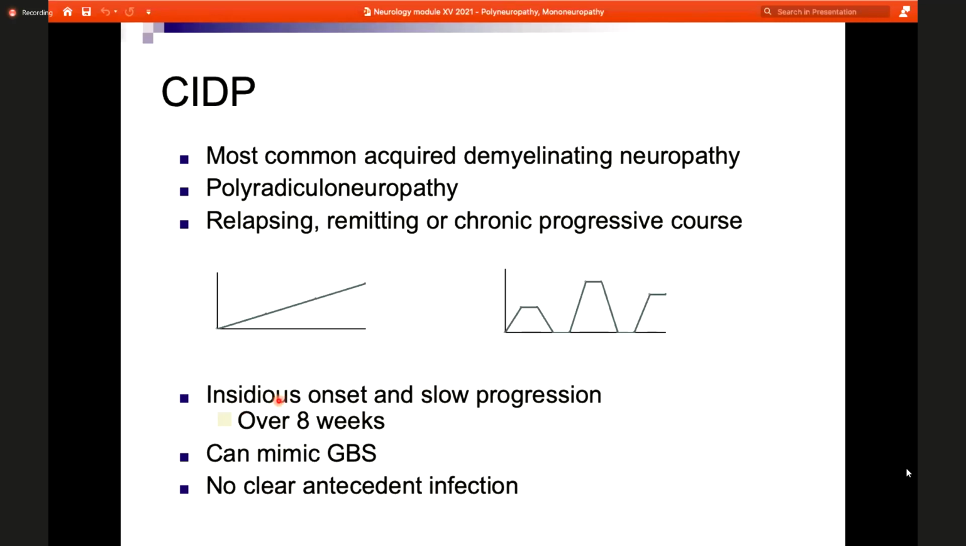It is insidious in onset, a subacute sort of onset, and by definition, it has to progress over 8 weeks. The symptoms have to gradually develop over 8 weeks. That is by definition. But rarely you can have shorter duration progression, and then it can mimic Guillain-Barré syndrome. Unlike in Guillain-Barré syndrome, there is no antecedent infection here.